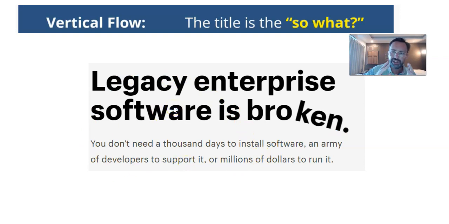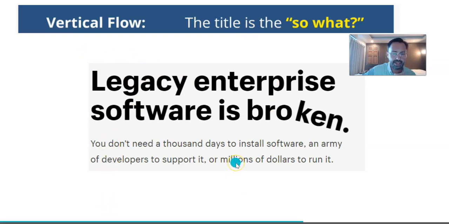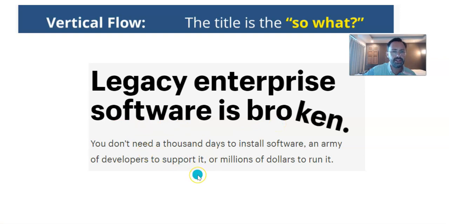So this is very similar to how a management consultant would build a slide. The top of the slide is this conclusion, and then the data, the bullets, everything below it feeds into this. So why is enterprise software broken? Because you need thousands of days to install software. You need an army of developers to support it. And you need millions of dollars to run it. So this body copy feeds into the headline, the conclusion they want you to draw. Here are the reasons to believe that conclusion.